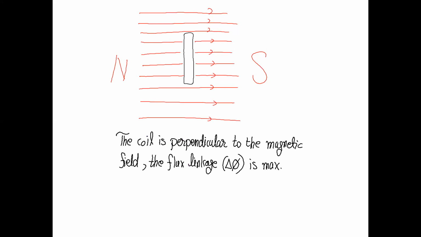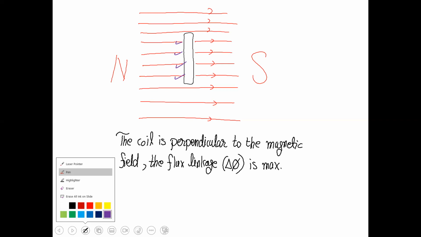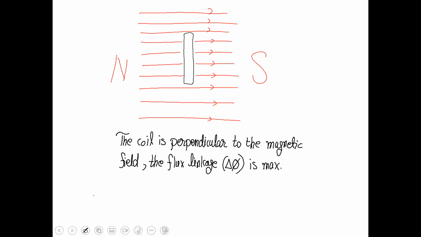When the coil is perpendicular to the magnetic field, the flux linkage is maximum. Look at the lines: 1, 2, 3, 4. You can count them. So you remember the concept of flux linkage. These are the lines which are cutting the object. So this is flux linkage. Now you have to copy this screen.